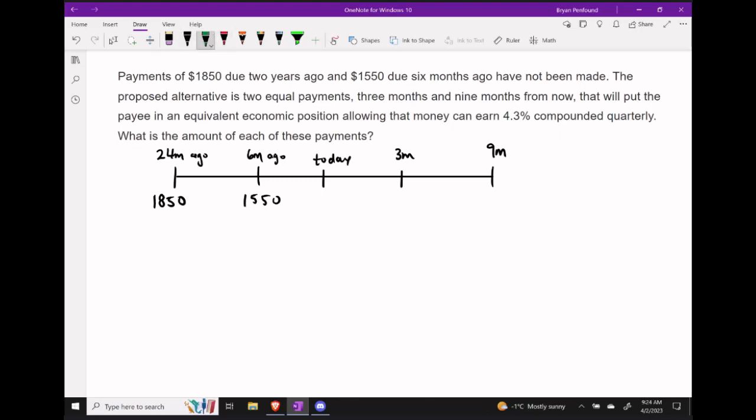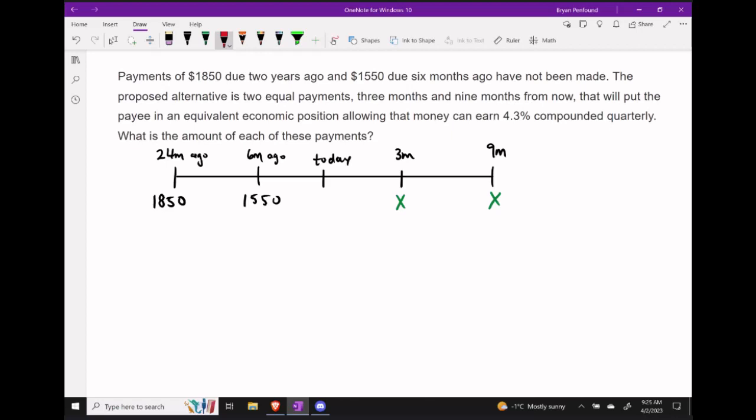Now what we're proposing is a new payment stream, which I'll write down in green. We're going to have an equal-sized payment 3 months and 9 months from today. So these two payments will be the same size. And what we're hoping is that the payment stream in green and the payment stream in black will have the same fair market value. And since we're comparing two different payment streams, we do want to pick a focal point.